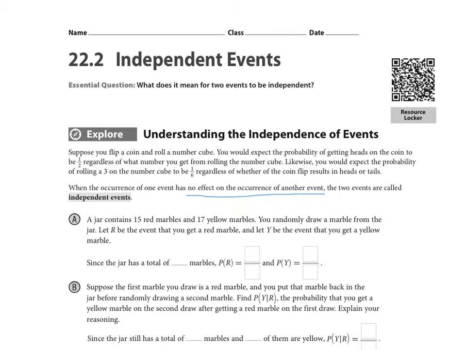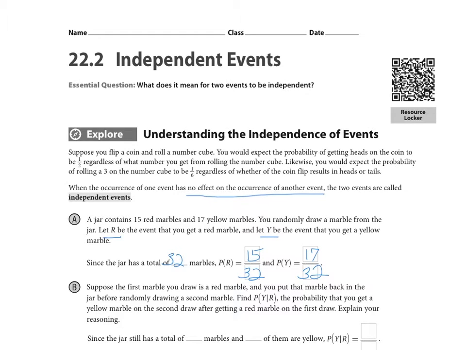An example of some independent events here is in part A, where we are talking about just a jar that has some marbles in it, 15 red and 17 yellow marbles. So we randomly draw a marble from the jar. Let R be the event that you get a red marble, and let Y be the event that you get a yellow marble. Since the jar has a total of, of course, 15 plus 17 is 32 marbles, the probability of getting a red is the total ways for that to happen, 15 out of 32 total, and the probability of getting a yellow is 17 out of 32.